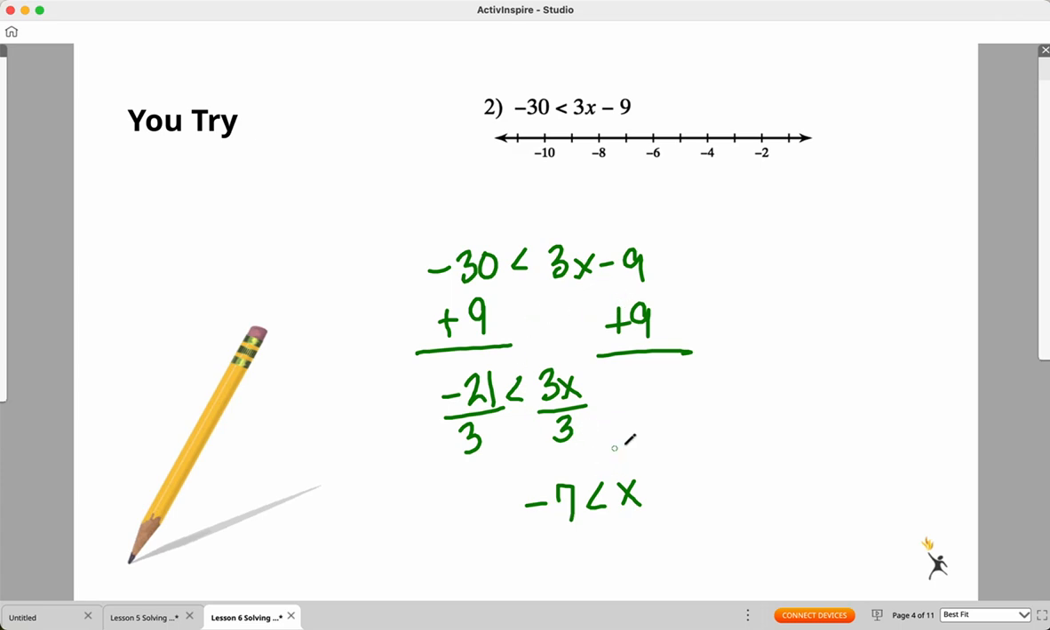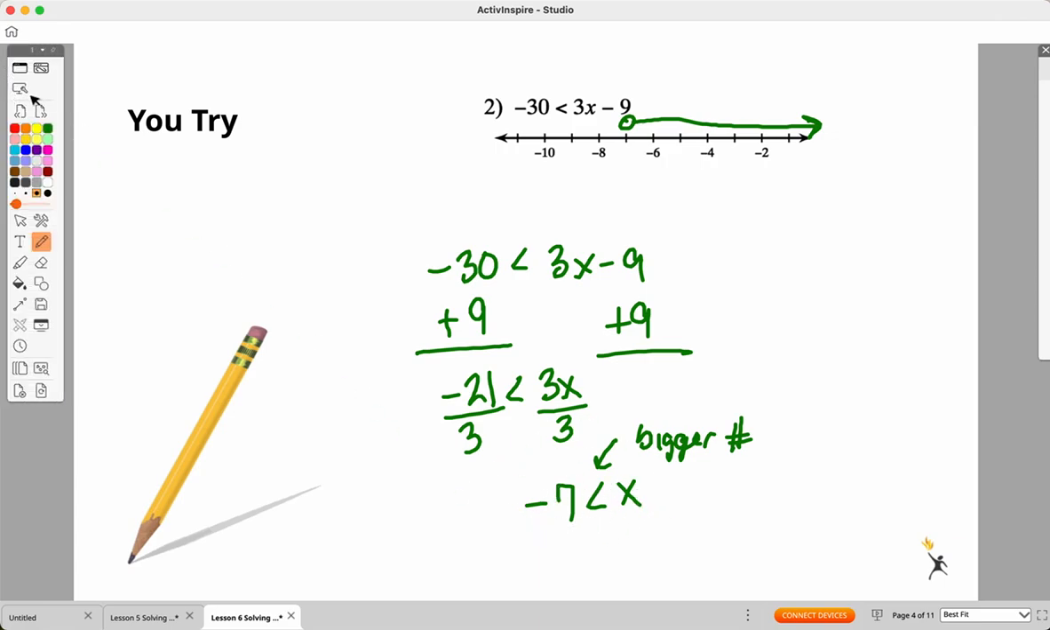The mouth, going back to our elementary school years, the mouth eats the bigger number. It's always hungry. So where's the bigger number? It's x. So x is greater than negative 7. So greater than always goes right, even though this is pointing to the left, it's because I actually have it written backwards. The x is written second.